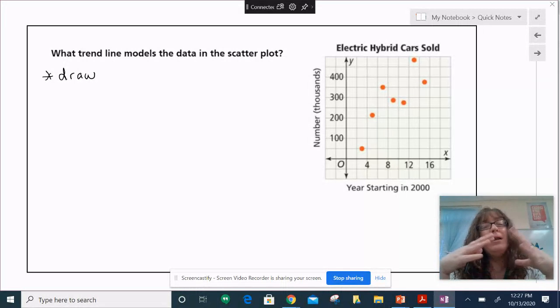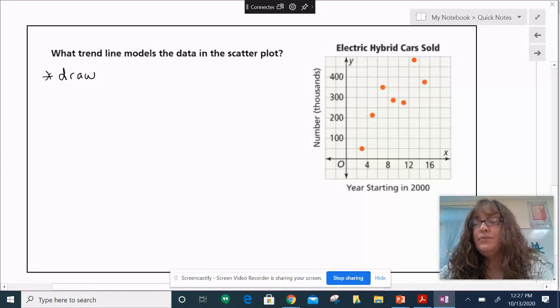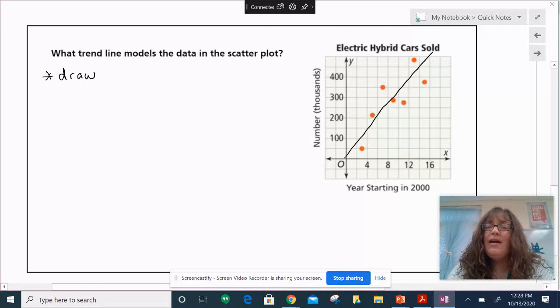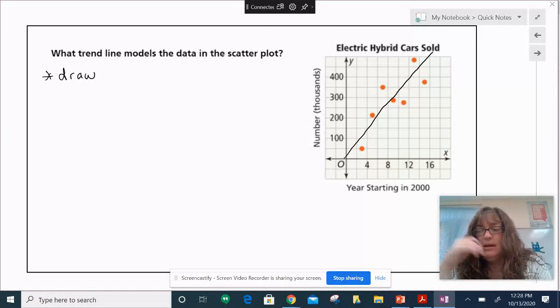But again, we want about the same number of points above the line as we have below the line. And we want to draw this as nice and straight as we can. So when I look at this data, I might draw my trend line to look something like this. So again, I look and I see I have 3 points above the line. I have 4 points below the line, about the same number of points above and below the line. So I can feel confident with the way that I've drawn that trend line.